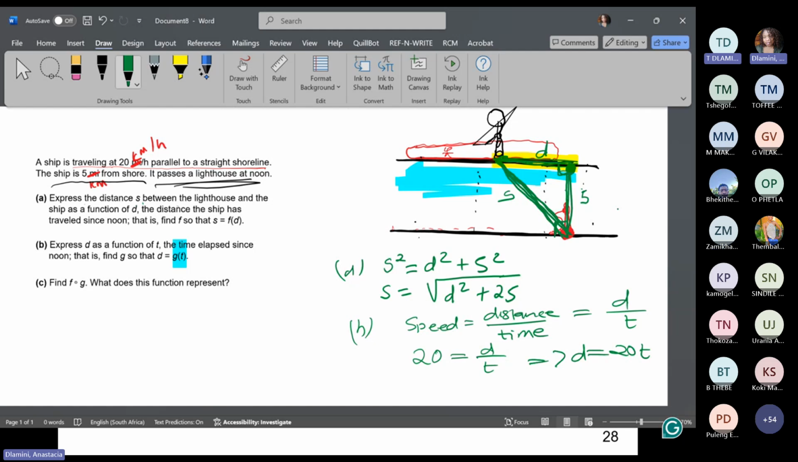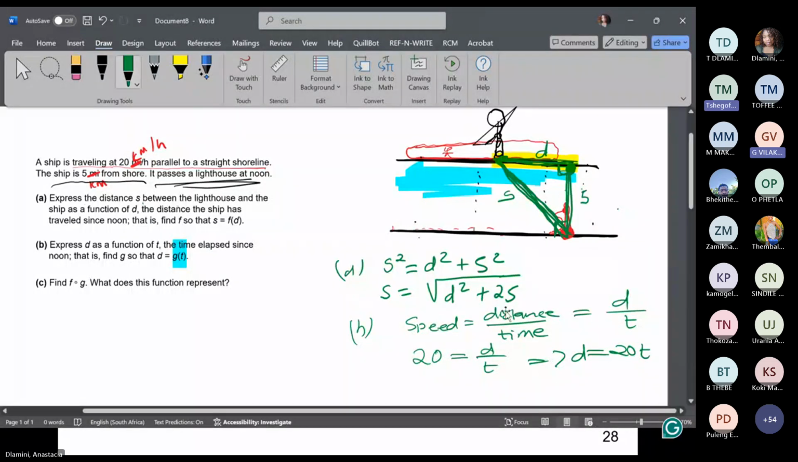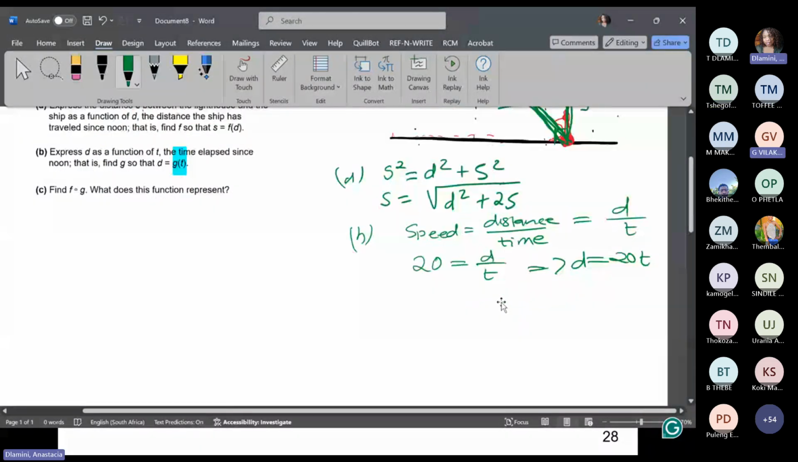Yes, they're just saying that at 12 o'clock, the ship passed your lighthouse. That's what I said to you, draw. It's very important, especially in trigonometry, you will want these drawings. Okay. Now, we know our A. Okay, we didn't express them properly.